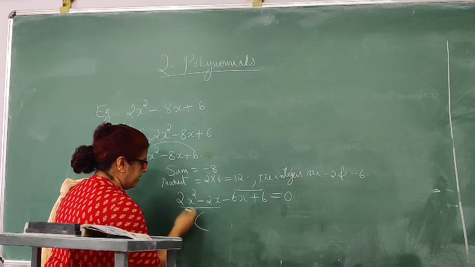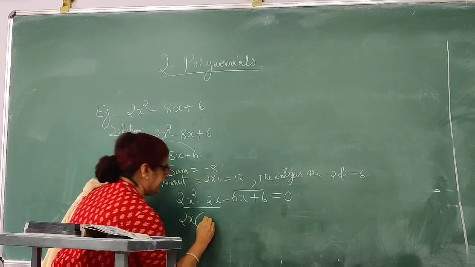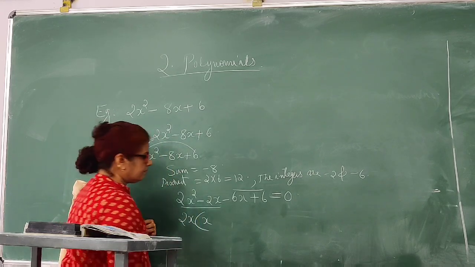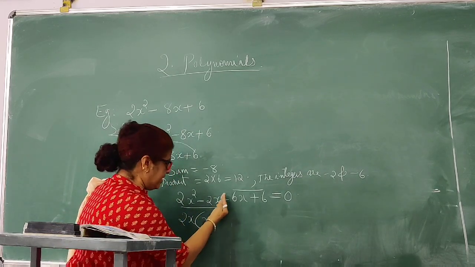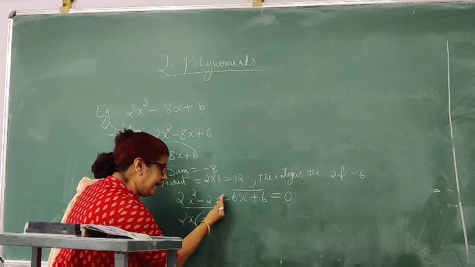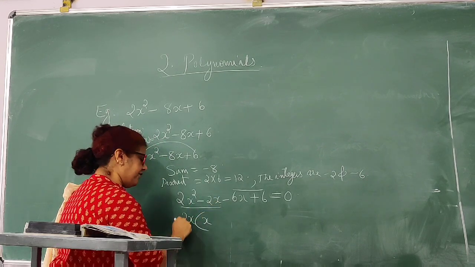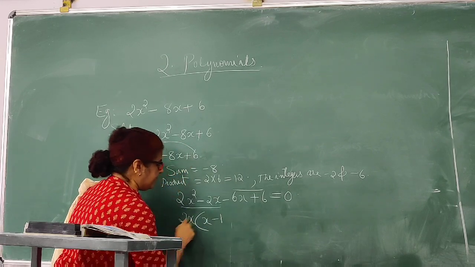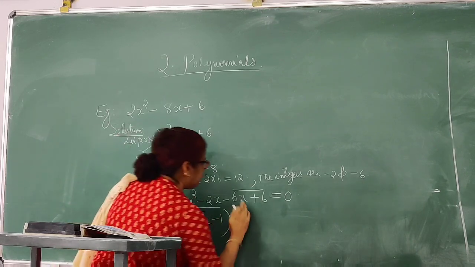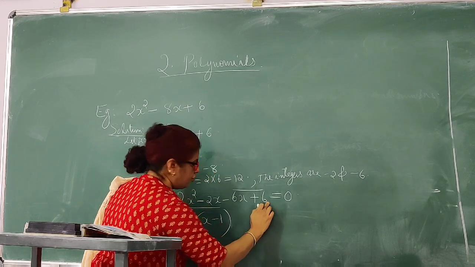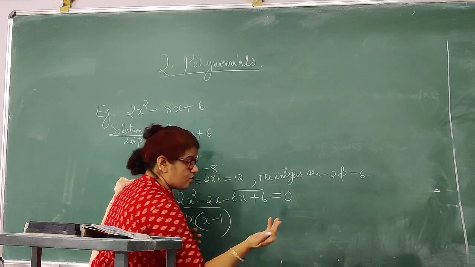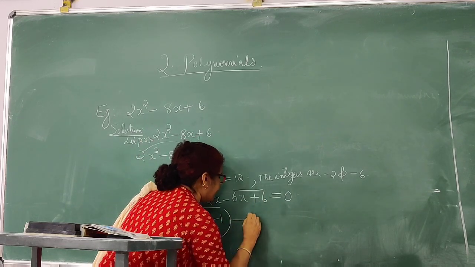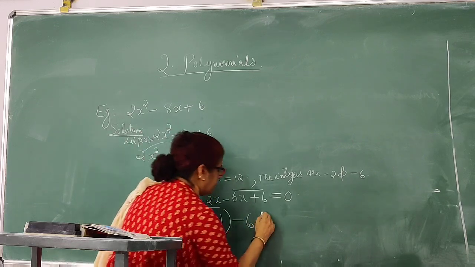Then from 2x square, if we take 2x outside, there remains x. And outside means actually we are doing division. From 2x, if you take the same 2x, we get 1. 2x divided by 2x, we get 1. And from 6x and 6, what is common? It is 6. Then -6.